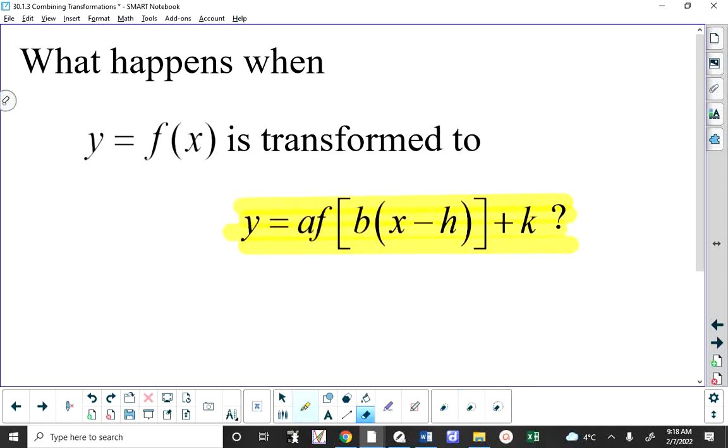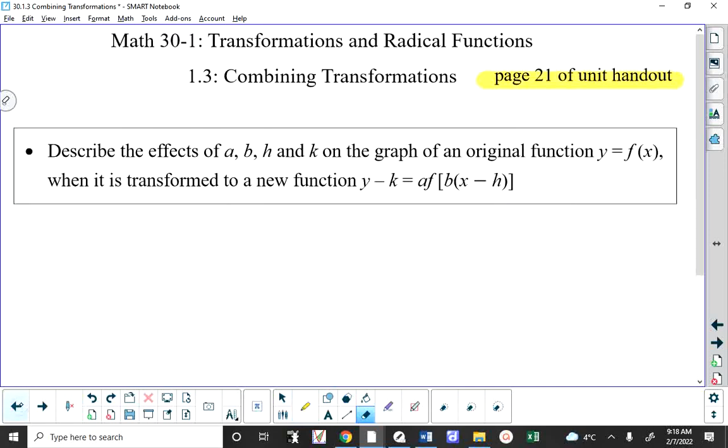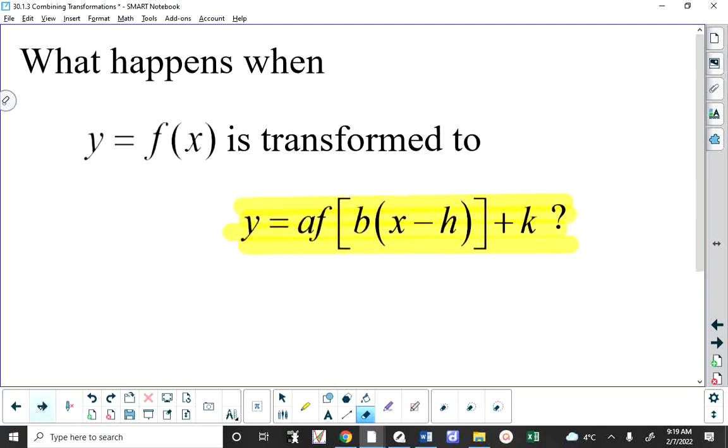And what I will tell you is you already know the answer to the question, what effect does a, b, h, and k have on an original function? It doesn't matter that this piles them all together. It combines all of these transformations. And that's why, by the way, this lesson is called Combining Transformations. Combining reflections and stretches and translations all together. It doesn't matter that they're combined.